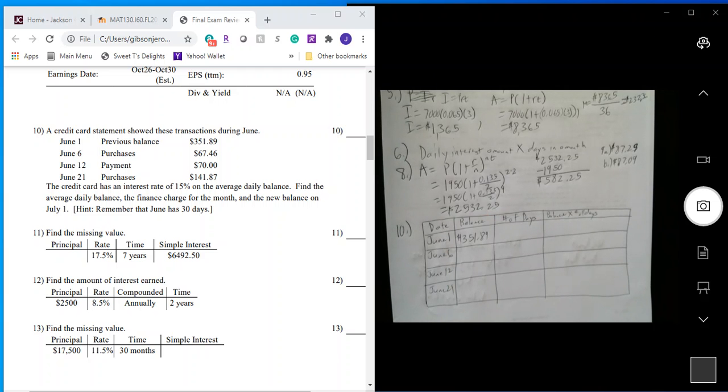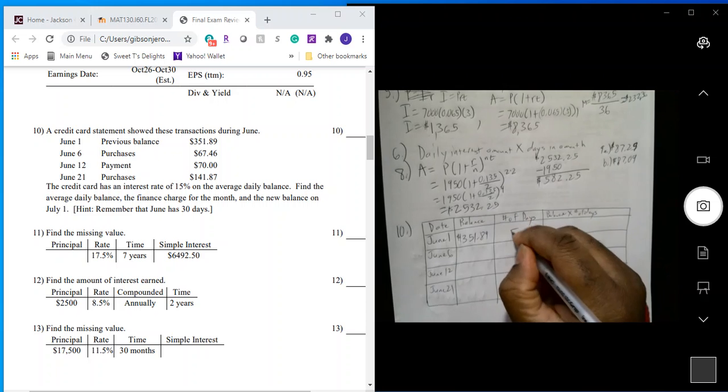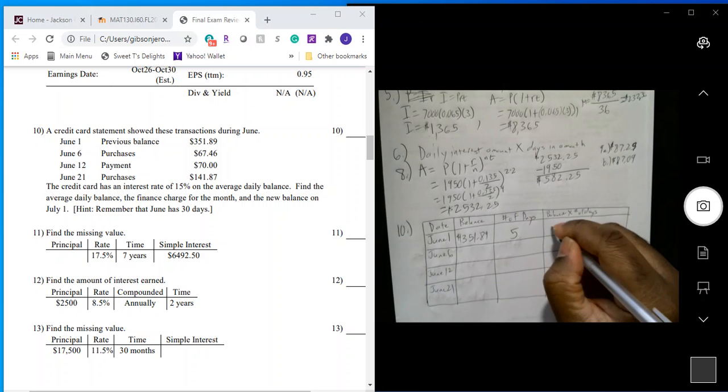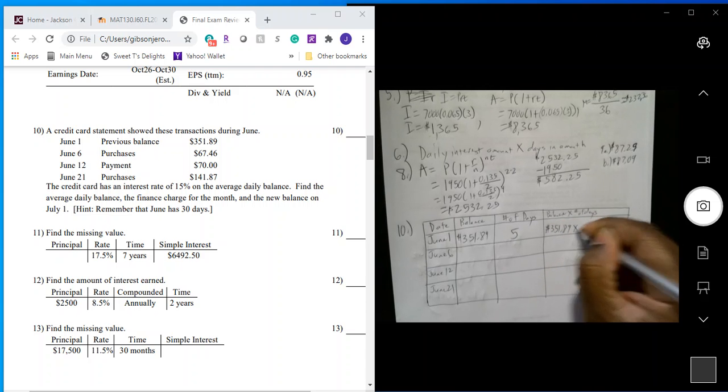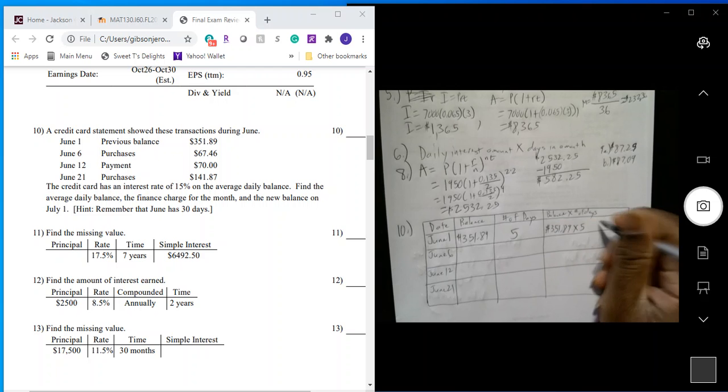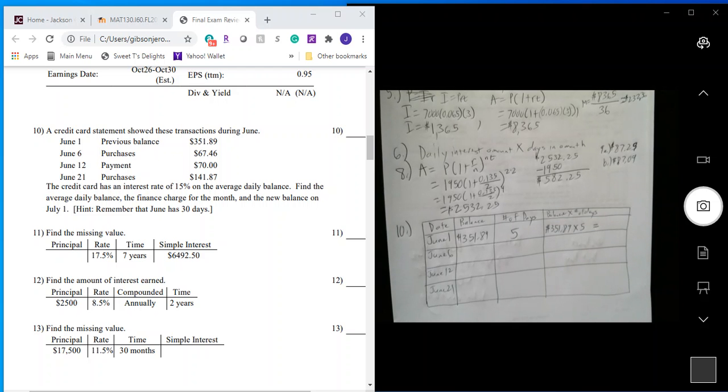$351.89. Now they asked us the number of days that it stayed at this amount. Well, we know that from the 1st to the 5th, it stayed at this amount because on the 6th, it went to a different amount. So that would be 5 days. So over here, we would take this balance of $351.89 and multiply it by 5. And then we can get that answer.